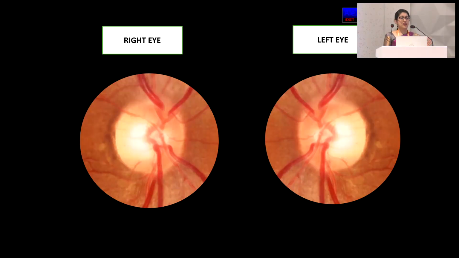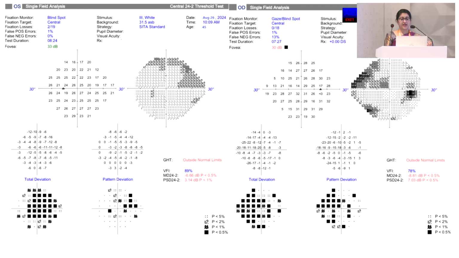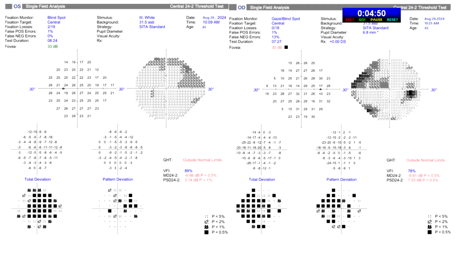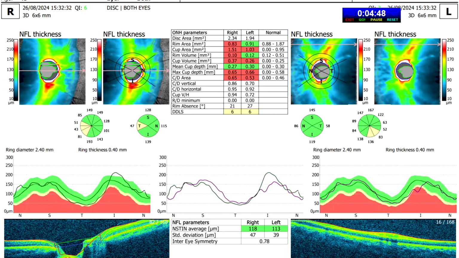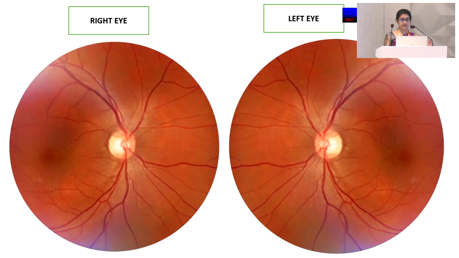So this is the undilated fundus picture, which showed symmetrical cupping in both the eyes. And obviously, we did baseline glaucoma tests. And this is the visual field picture of both the eyes. OCT showed a symmetrical borderline thinning in both the eyes. This is the dilated fundus picture.